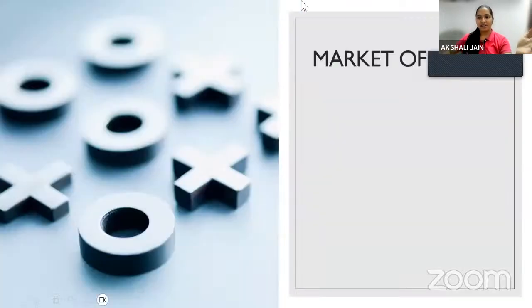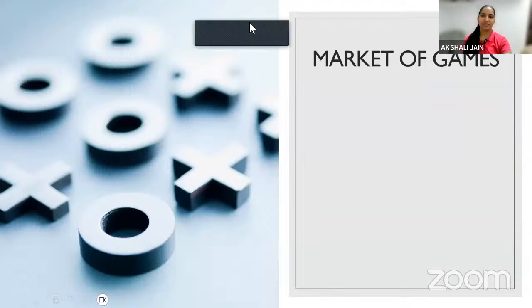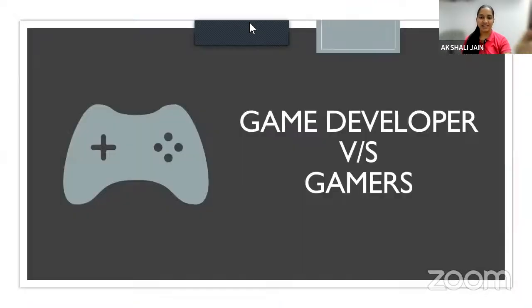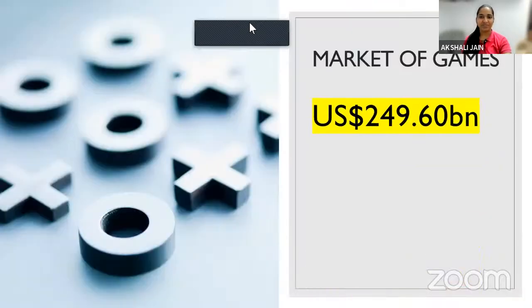Now, can you tell me the market size of games? You must be thinking it's around $200 billion, $100 billion, but no, it's around $249 billion, and it's going to reach $350 billion by next July 24th. It's just a prediction, just an analysis. So you can understand how much the game industry is growing.